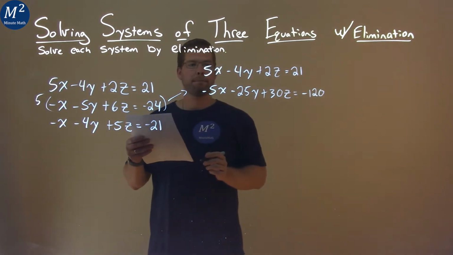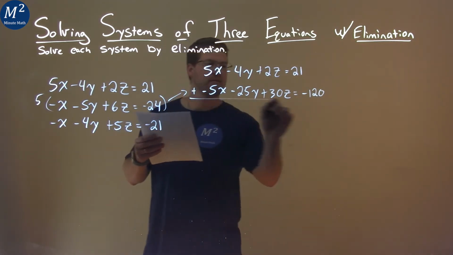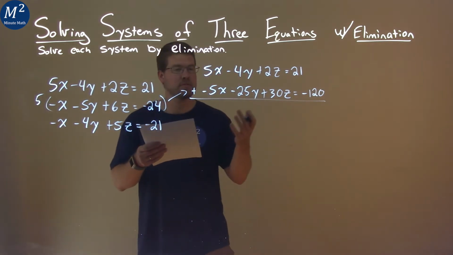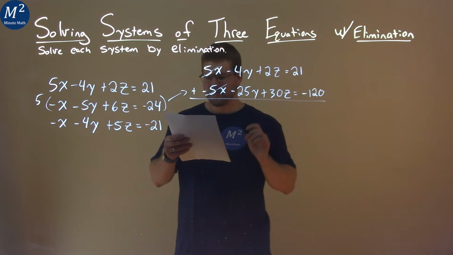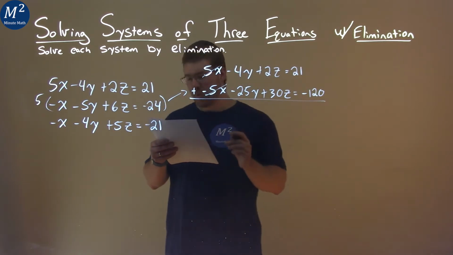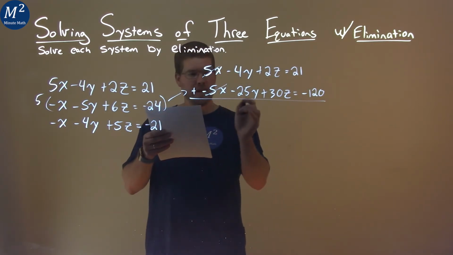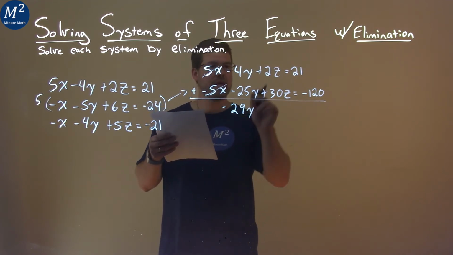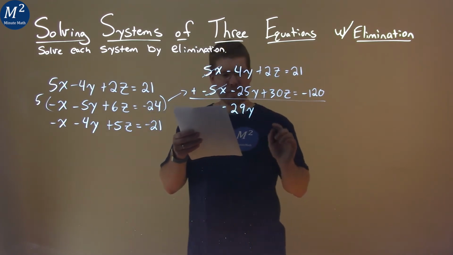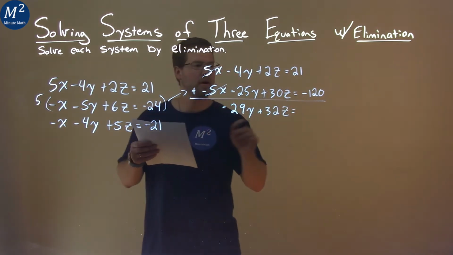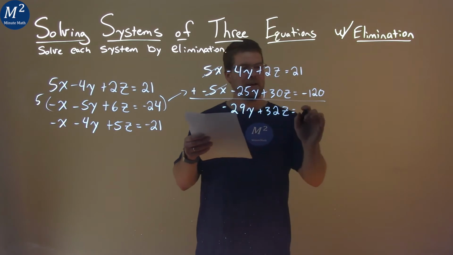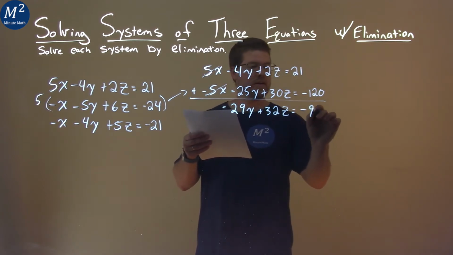Alright, if I add these two equations together, we're going to eliminate the x variable, which is great. 5x plus a negative 5x, they cancel. Negative 4y minus 25y, or plus a negative 25y, is a negative 29y. 2z plus 30z is 32z. And 21 plus a negative 120 is a negative 99.